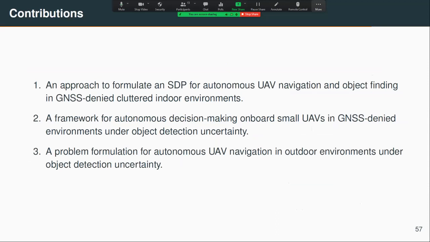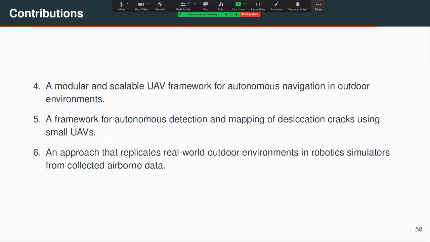To conclude, this thesis presented an approach to formulate an STP for autonomous UAV navigation and object finding in GPS-denied environments. Also, I developed a framework for autonomous decision-making on board sub-2-kilogram UAVs for indoor environments under object detection uncertainty. I also formulated a problem for autonomous navigation in outdoor environments using the flight modes that I described before.